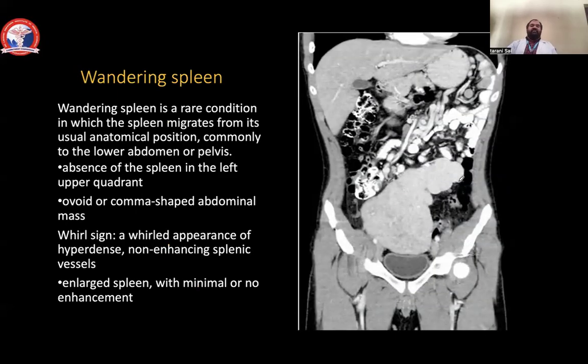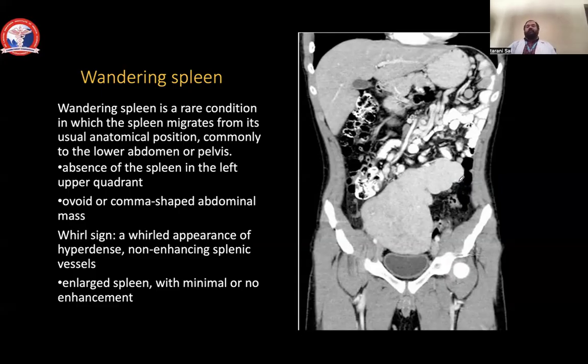It is a rare condition in which the spleen migrates from its usual position to the pelvis or lower abdomen. And how will we find that? Absence of spleen in the left upper quadrant, ovoid or comma-shaped abdominal mass, whirl sign, whirl appearance of hyperdense or non-enhancing splenic vessels, and large spleen with minimal or no enhancement.